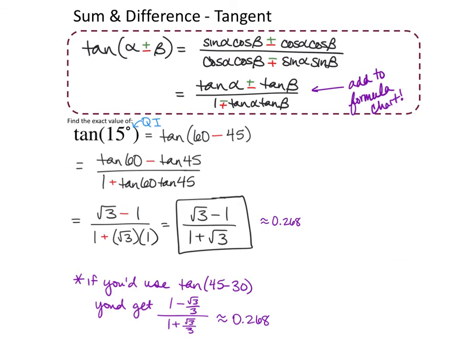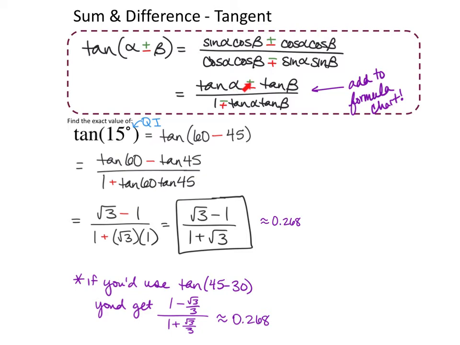The last formula we're going to have, and we needed to add this one to our formula chart, is the sum and difference of tangent. Now the one that was originally on your formula chart is actually just the sum of sines over the sum of cosines, which makes sense because tangent is sine over cosine, but we can actually derive a different formula that's a bit easier to use, and it's an identity here that we can add to the formula chart.